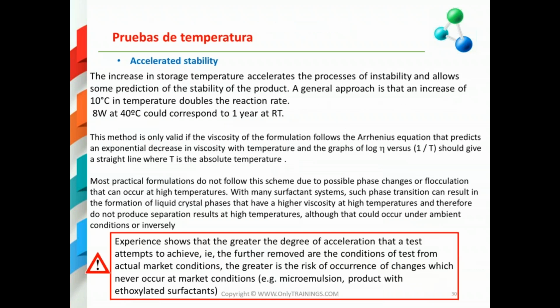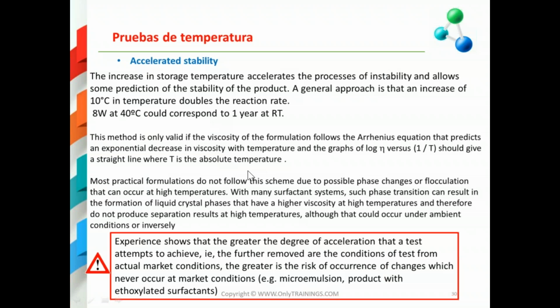Another accelerated test that is commonly used is the increase in the storage temperature, as it will accelerate the process of instability and allow some prediction of the stability of the products. A general approach is that an increase of 10 degrees in temperature doubles the reaction rate. Okay, so normally we take this assumption that 8 weeks at 40 degrees could correspond to 1 year at room temperature. You have to be very careful, because this method is only valid if the viscosity of a formulation follows the Arrhenius equation that predicts an exponential decrease in viscosity with temperature.